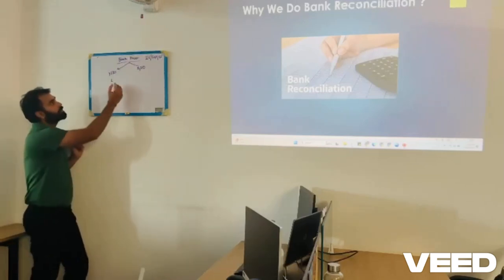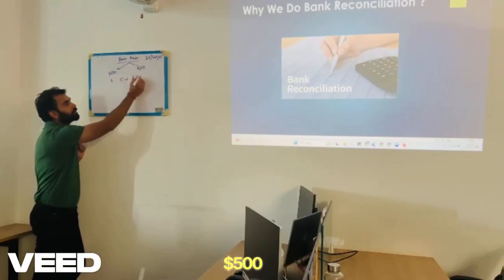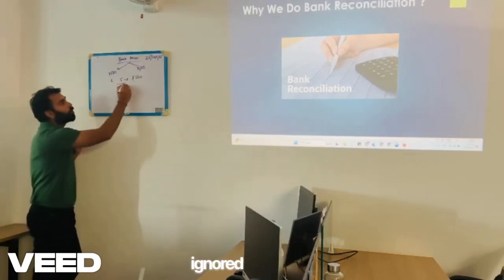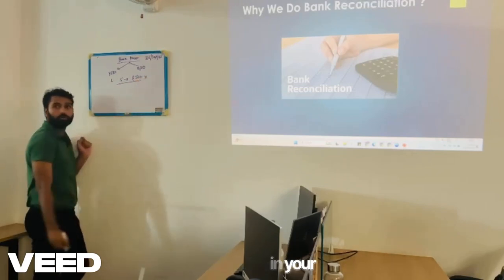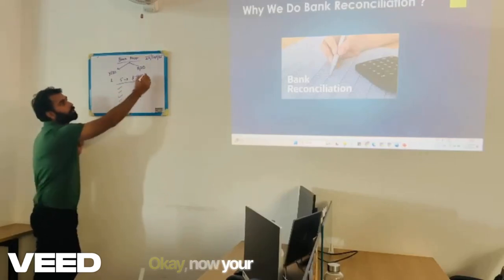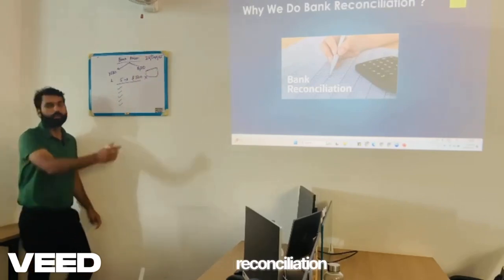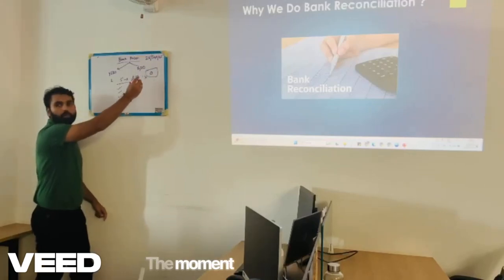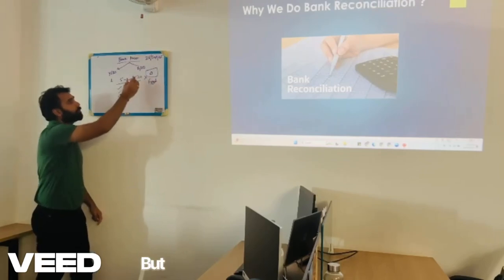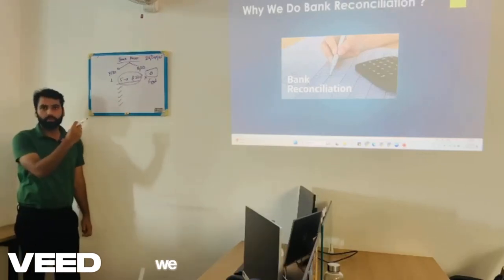What will happen is, for example, you have 5 different transactions, let's say for $500, that were coming in the bank feed or in the bank reconciliation, but you ignored them because you did not find them in your bank statement, but you matched everything else. Now your screen on the top right will show that you finished your bank reconciliation because it says 0 here. The moment you see 0, you will finish the reconciliation, right? But how this 500 will impact your bank or your books, this is something that we need to understand.